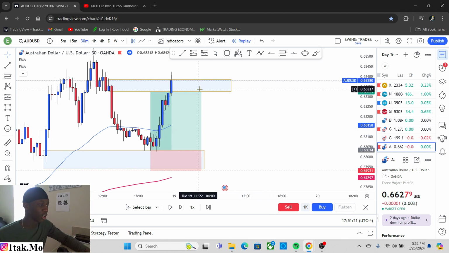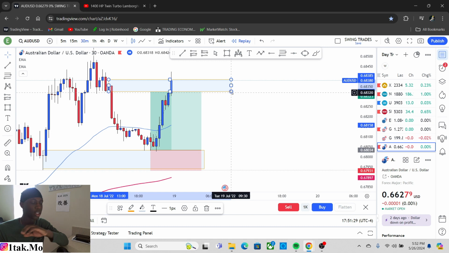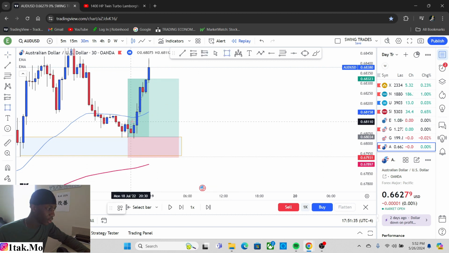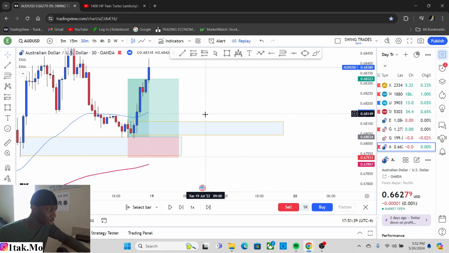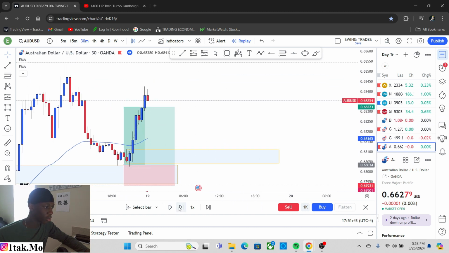So let me show y'all. So obviously this is not useful anymore, you can't use it anymore because price closed within it, so we don't really care about it. But anyways, as you can see, we have another fair value gap right here. Boom. And then price potentially could be making another one right there.